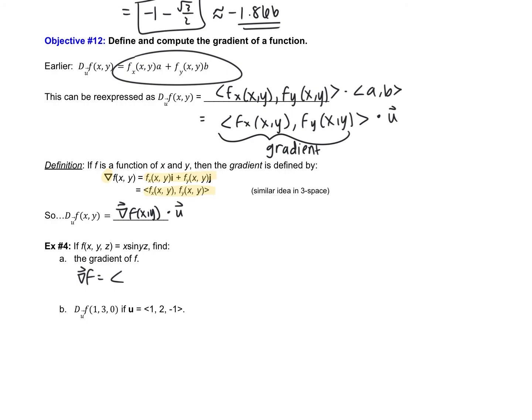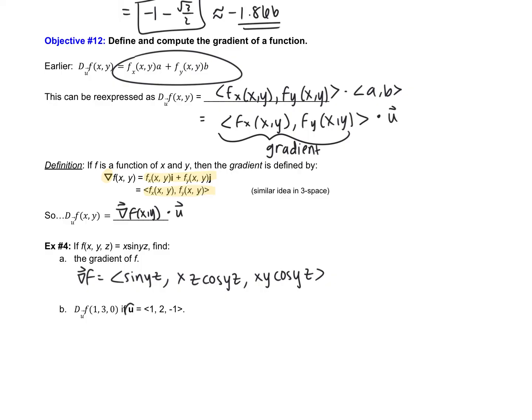We have the derivative with respect to x, which is just sine of z rather. Derivative with respect to y, which is xz cosine of yz. And then we're going to have xy cosine of yz. So there is our gradient. Now we're going to use that gradient to find the directional derivative.